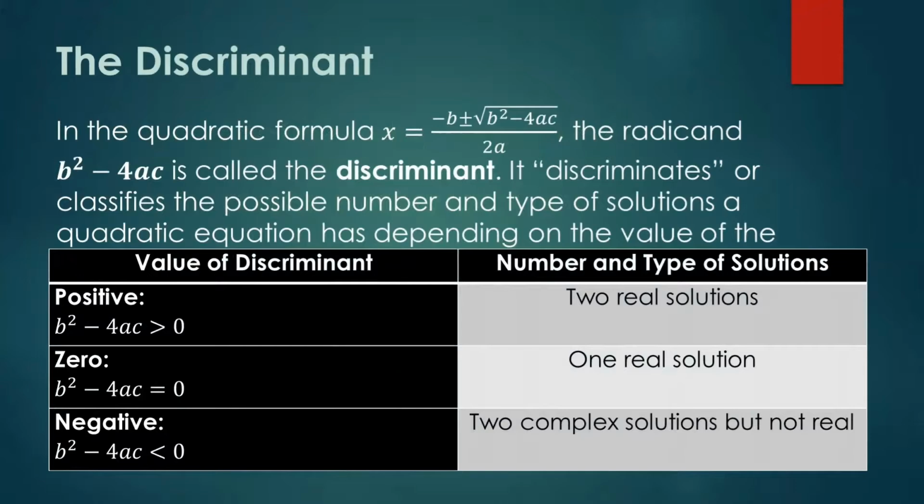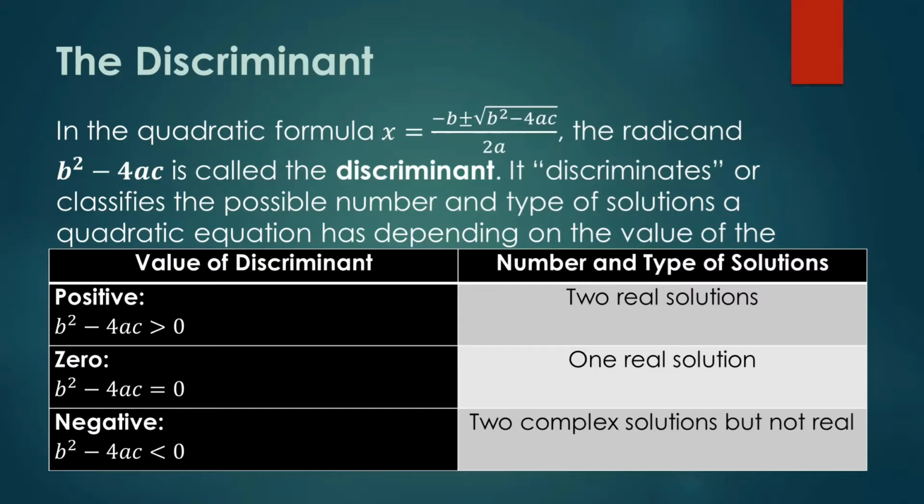So the radicand or yung nasa loob ng ating square root or the radical sign is called the discriminant. So ano nga ba yung nasa loob ng radical natin? It is the b squared minus 4ac. So it means the discriminant formula can be seen sa ating quadratic formula. So it discriminates or classifies the possible number or type of solutions of a quadratic equation that is depending on the value.